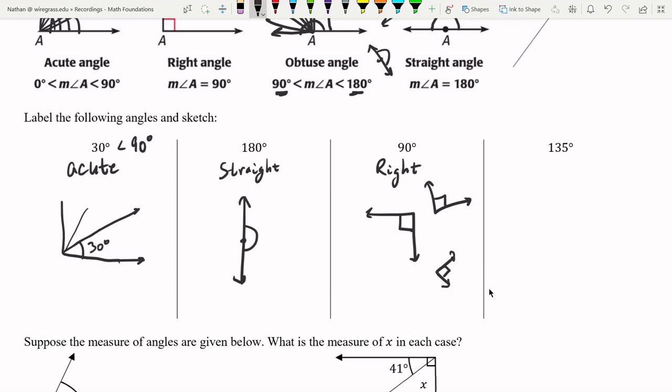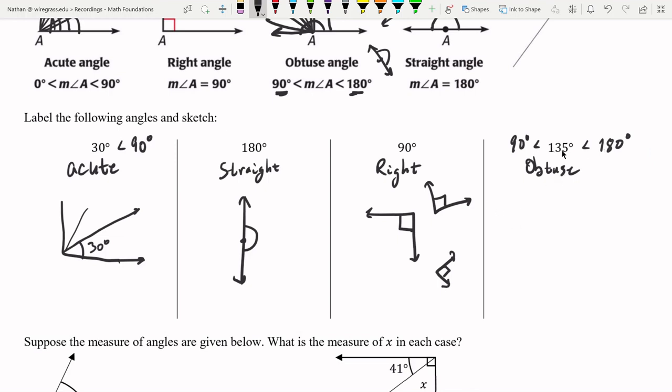All of these are right angles. Now 135 is going to be an obtuse angle. It is greater than 90 degrees, but less than 180 degrees. So we have an obtuse angle here, and what we need to do is graph this.